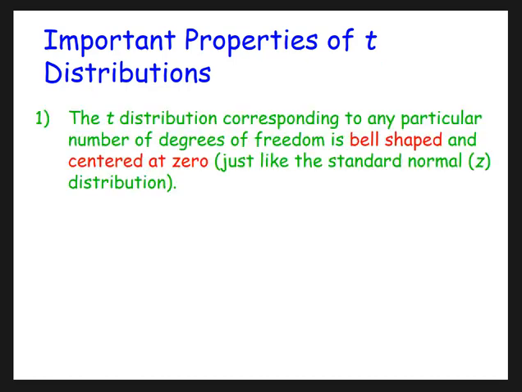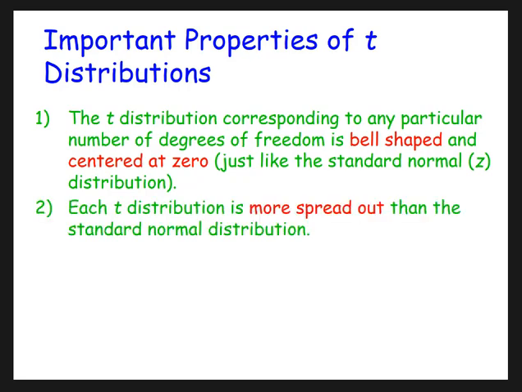So the t-distribution corresponding to any particular number of degrees of freedom is bell-shaped and is centered at 0, just like the standard normal curve is centered at 0. And it's bell-shaped, but what changes slightly is the standard deviation based on the degrees of freedom. Each t-distribution is more spread out than the normal distribution. So it has more variability to it until we get up to those large enough sample sizes where they basically become equivalent.